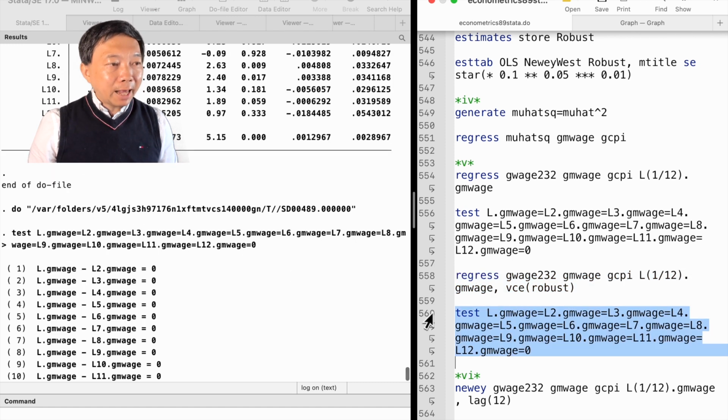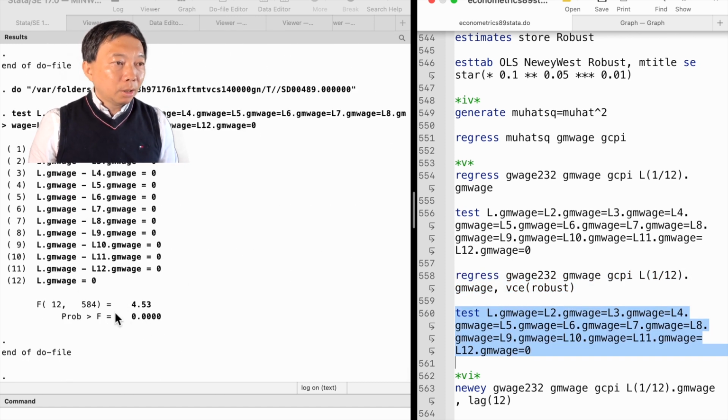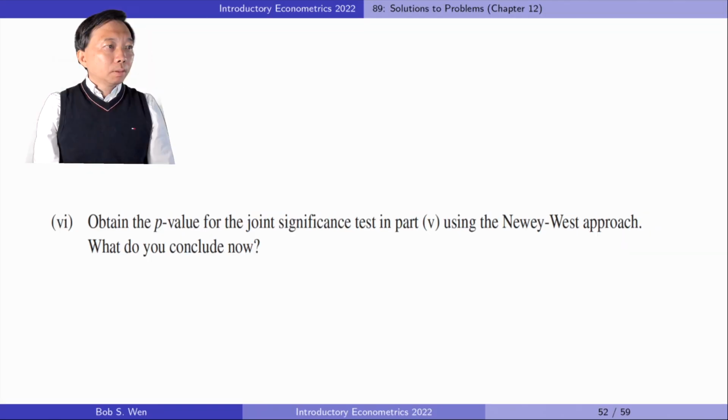the 12 lags becomes larger, 4.53. The p-value becomes 0 to 4 decimal places. It suggests strong lag effects of the minimum wage growth rate. In part 6, obtain the p-value for the joint significance test in part 5 using the Newey-West approach. What do you conclude now?